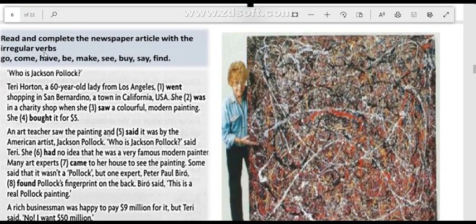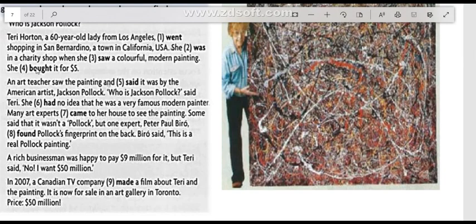Now we have to read and complete the newspaper article with the irregular verbs. We should put these irregular verbs in the right position. Terry Horton, a 16 years old lady from Los Angeles, went shopping in San Bernardino, a town in California, USA. She was in a charity shop when she saw a colorful modern painting. She bought it for $5. Bought is the right answer.